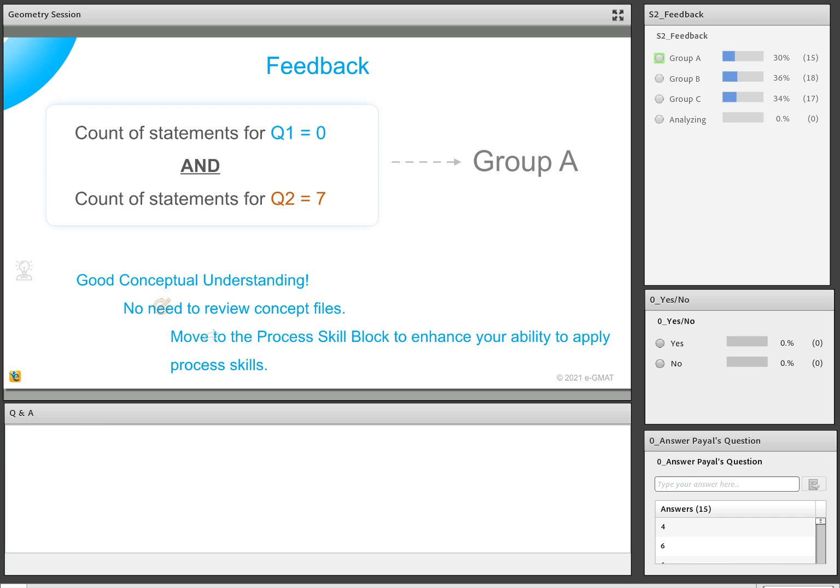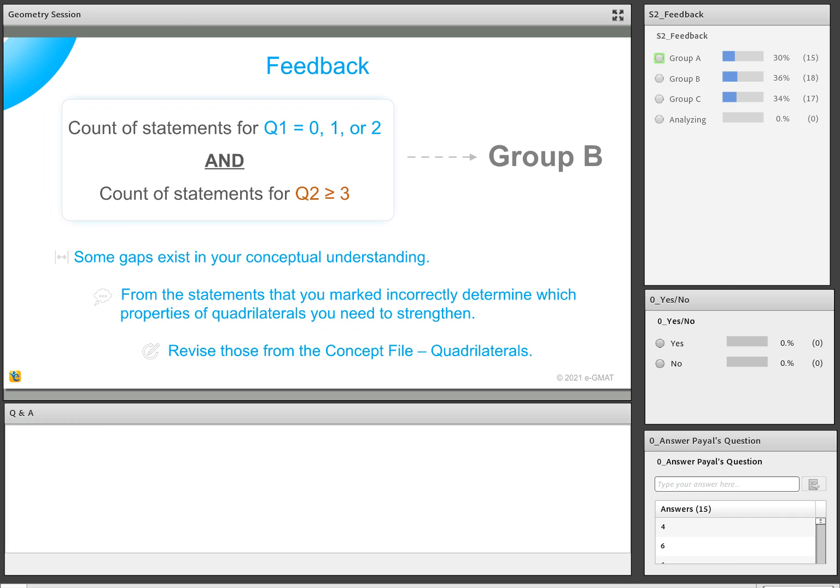You can directly move to process skill block so that you understand how you should be applying process skills to solve questions. That's the feedback for group A. So 30% of the class belongs in group A.